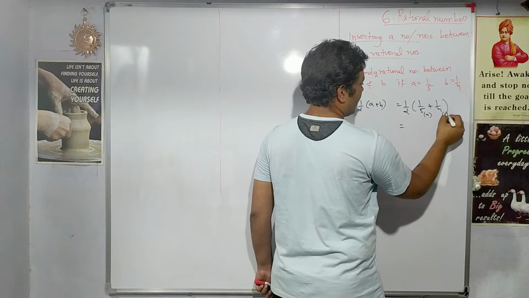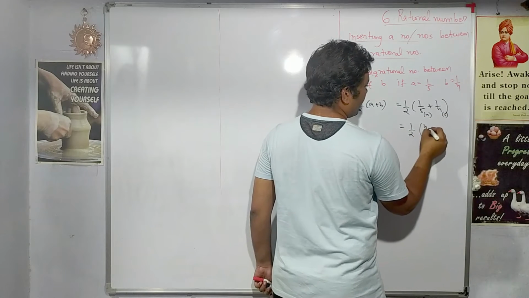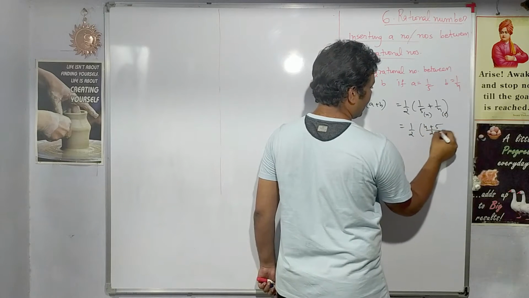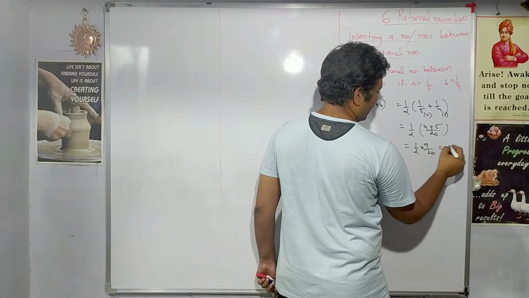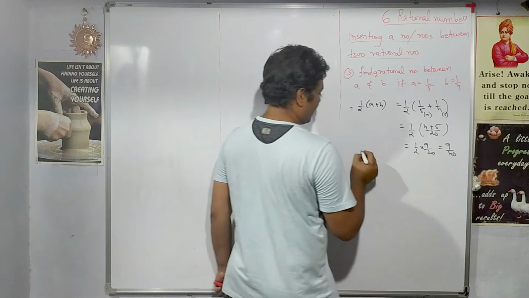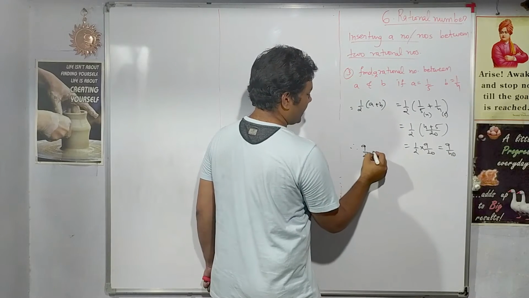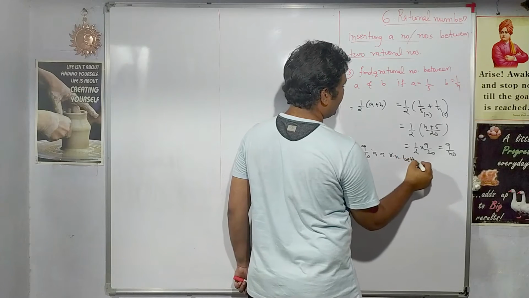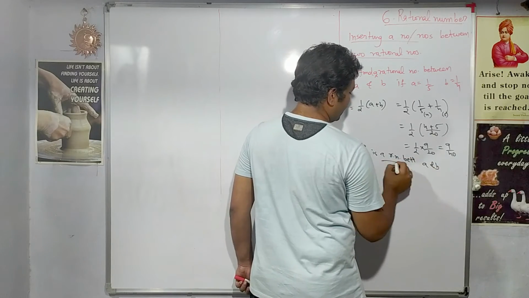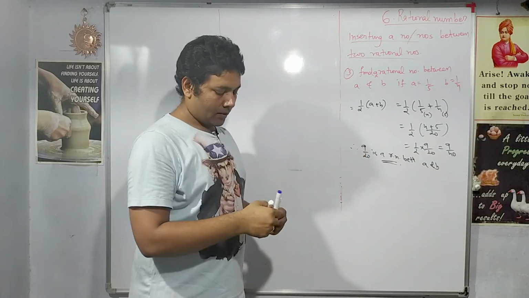20. So half of 4 plus 5 by 20, half of 9 by 20, right? So 9 by 40. So therefore 9 by 20 is a rational number between a and b. Simple? Yes, very simple.